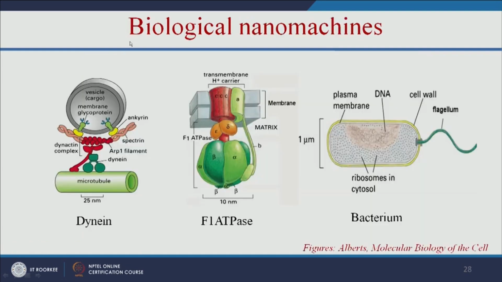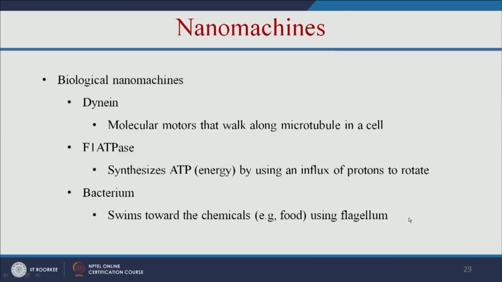Let us see another example, that is a protein based nanomachine. That is dynein, F1 ATPase and bacterial flagella. Okay. So here dynein is a molecular motor that walks along the microtubule in a cell, and ATPase synthesizes ATP by using the influx of protons to rotate, and bacteria use the flagella to move from one location to another location towards the chemical, that is food.